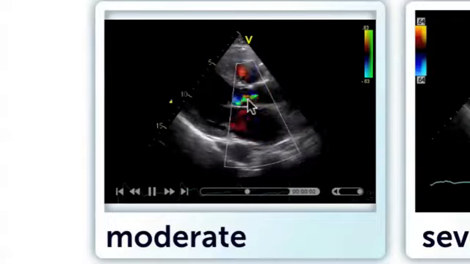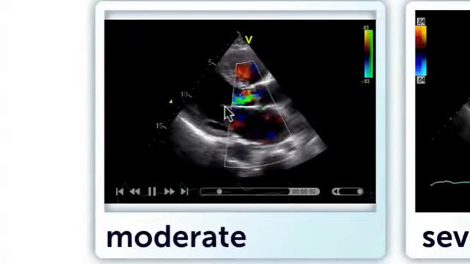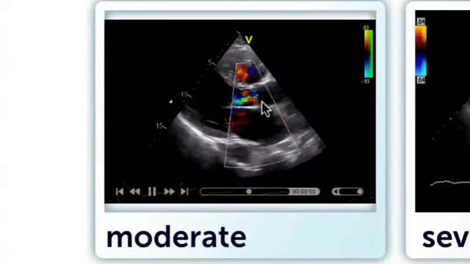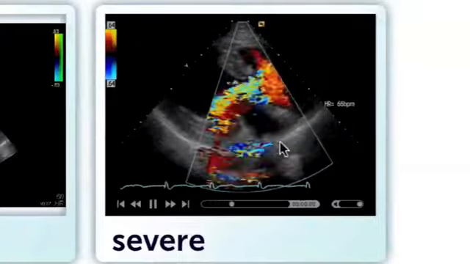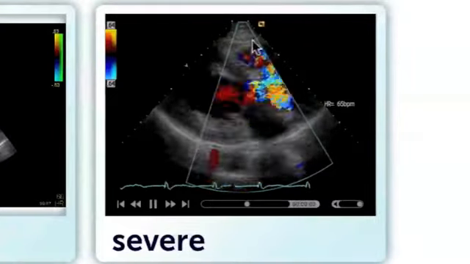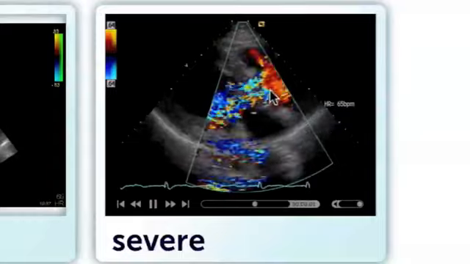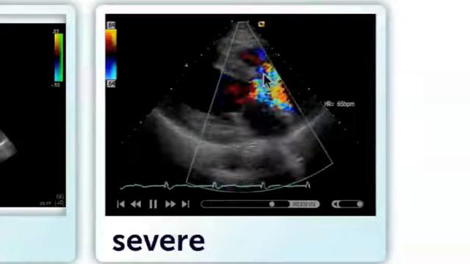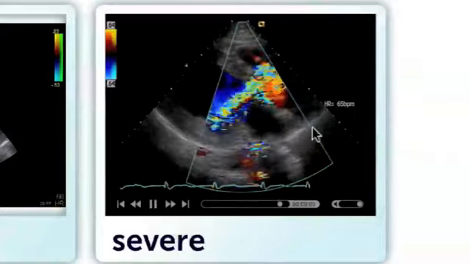Moderate aortic regurgitation, you see that the jet is nicely visible. We do see that there's a very small flow convergence zone here. And this is a patient who without doubt has very severe aortic regurgitation with a broad jet, which encompasses almost the entire LVOT, and with a very, very large proximal flow convergence zone.